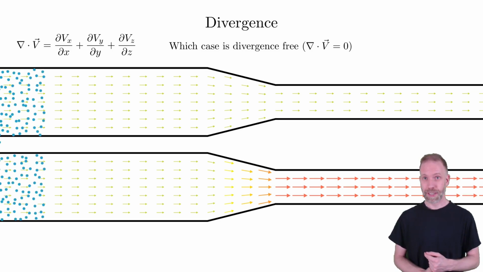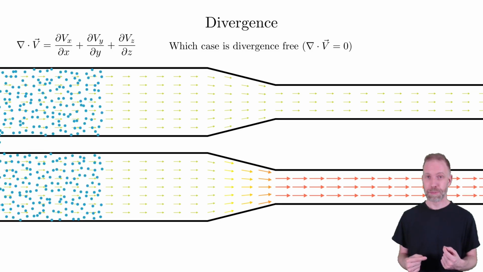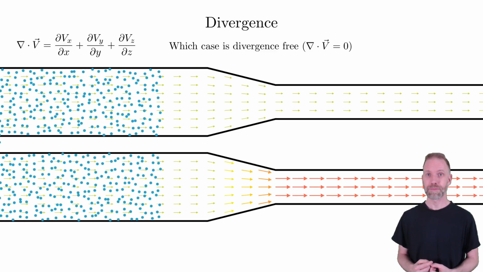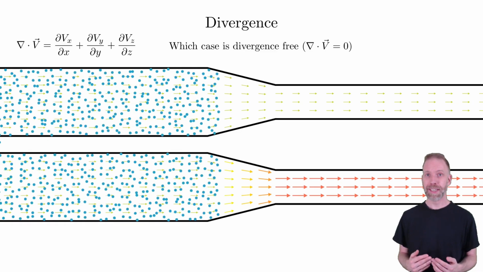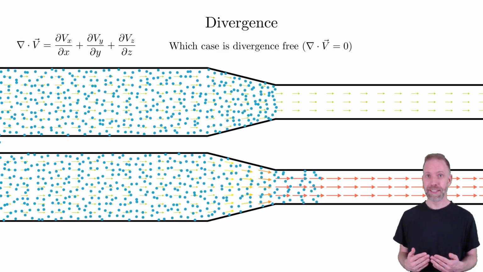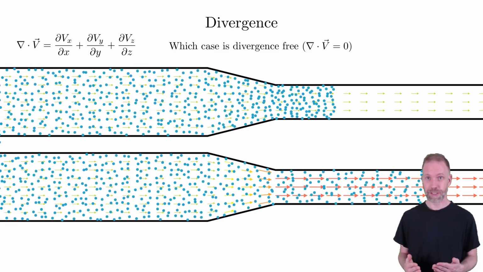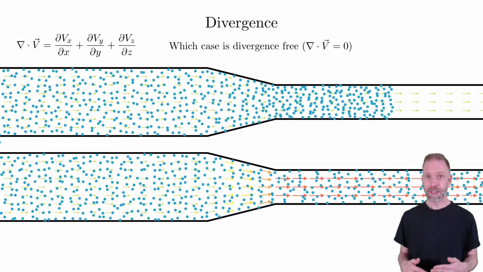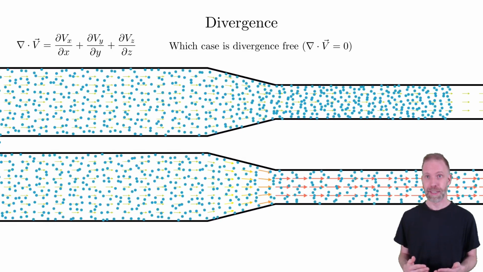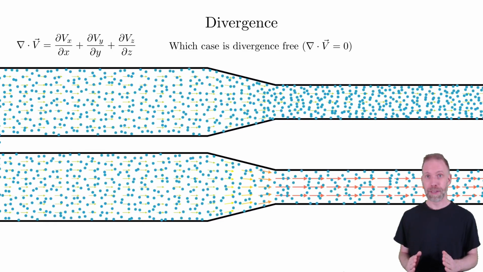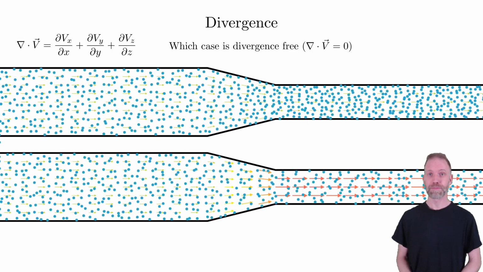To get the solution, let's watch the two animations with particles included. From the animation, we can clearly see that the density in the upper pipe increases in the contraction. The density in the lower pipe stays the same. Hence, this is the pipe that has divergence-free flow.